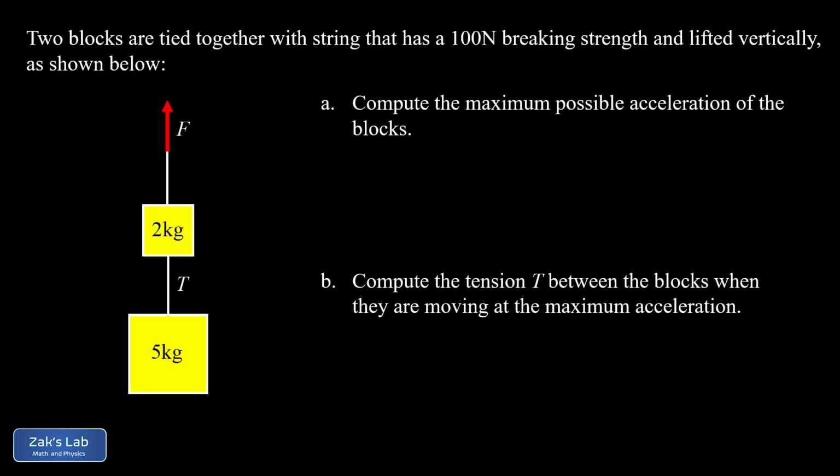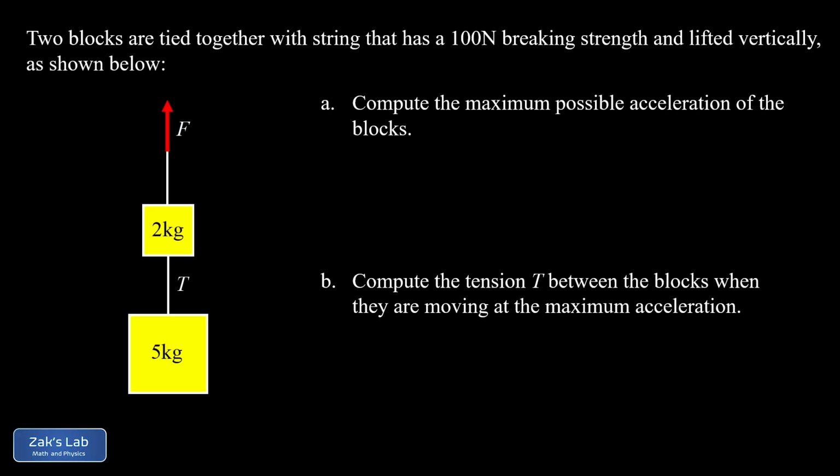In this problem, we're given the breaking strength of a string that's used to tie two blocks together and also to pull those two blocks upward with some unknown acceleration. So in part A, we're going to find the maximum possible acceleration of the blocks given the breaking strength on them, which is 100 newtons.